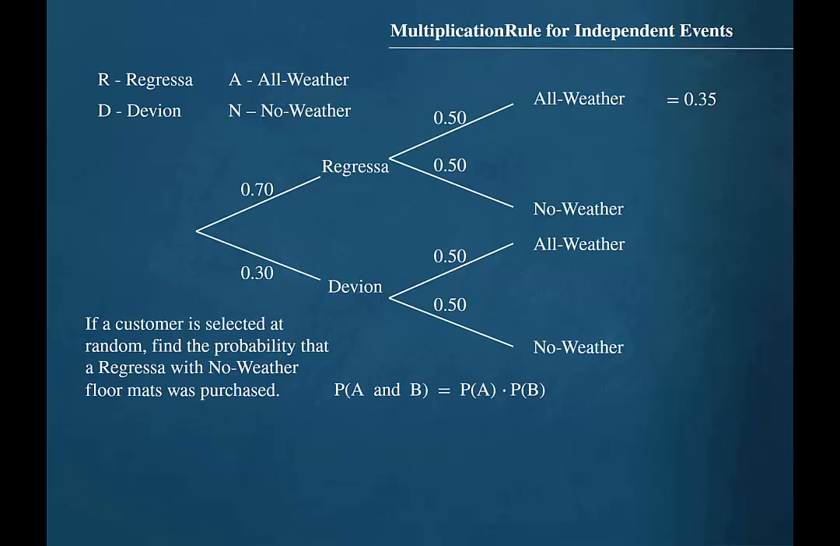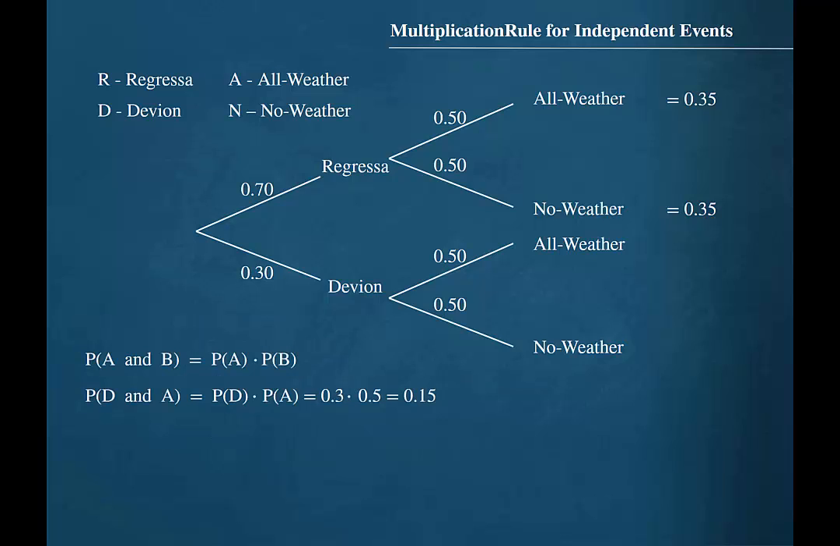Now let's find the probability that a randomly selected customer would purchase a Regressa with no weather mats. In probability notation, we have the probability that both events R and N will occur, equal to the probability that event R will occur times the probability that event N will occur. This would be then 0.7 times 0.5 equal to 0.35 again. So the next branch down would also have a probability of 0.35.